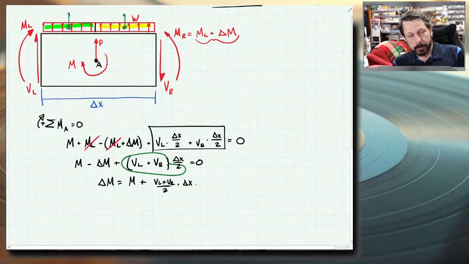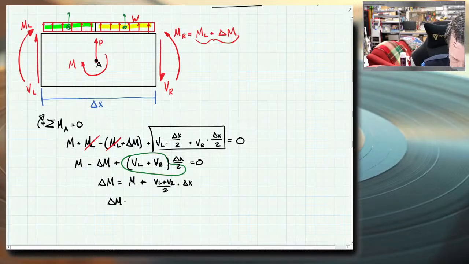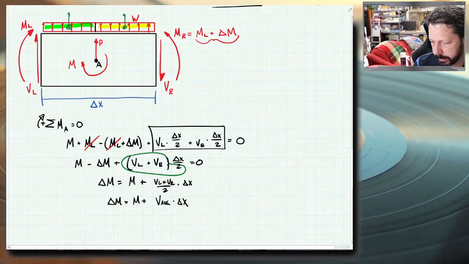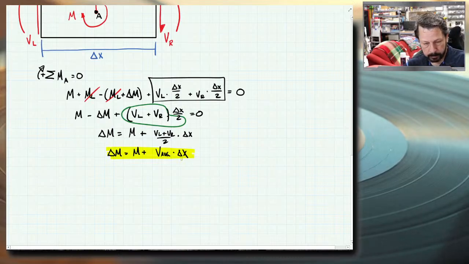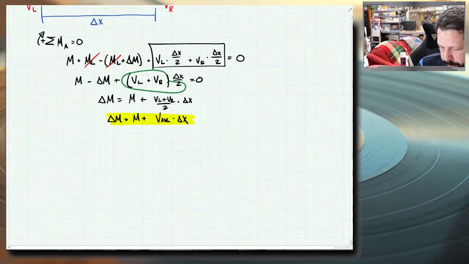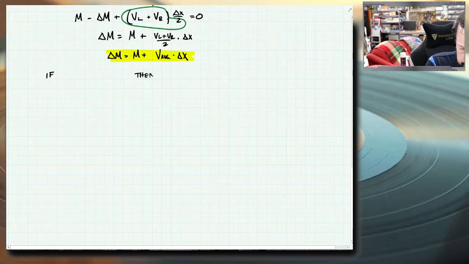When you take two numbers, VL and VR, you add them together and you divide by 2, all you did was calculate an average. So delta M equals M plus some kind of average shear times delta x. And that is our equation that we can write our if-then statements about. So let's take that and, if-then.